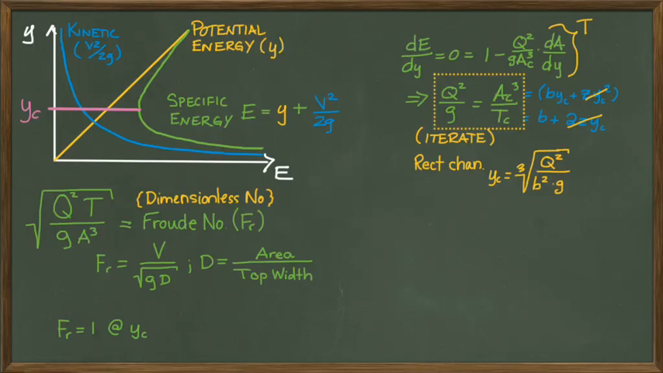When the Froude number is equal to 1, then we can state that the flow in the channel is critical. When it is less than 1, then we state that it is subcritical. When it is greater than 1, we state that it is supercritical. I think you're getting the point here.